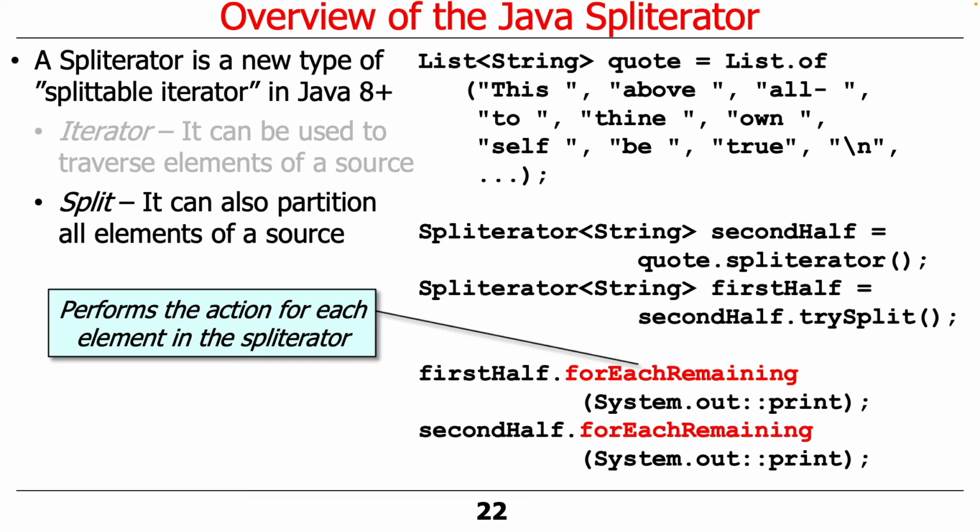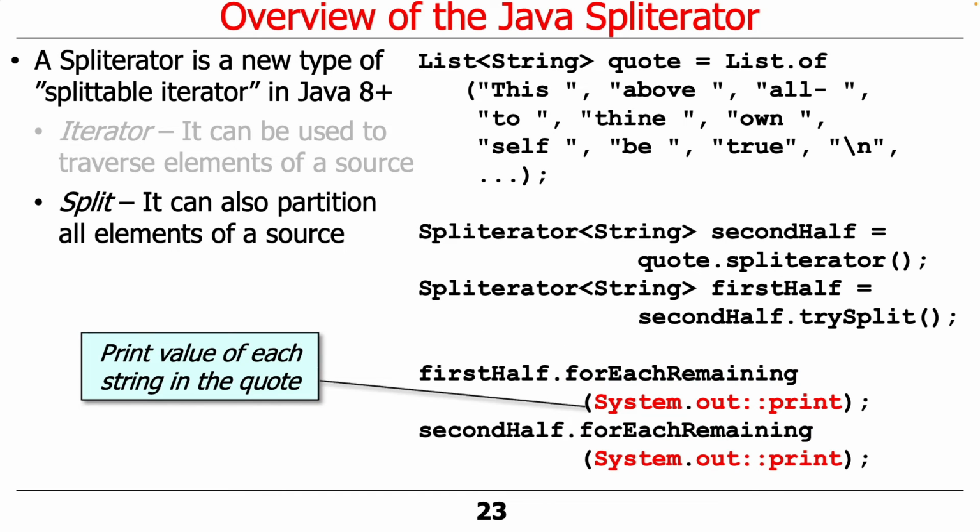So now that we've got the first half and the second half spliterator, we can then use one of the other methods defined in a spliterator, which is forEachRemaining. And forEachRemaining takes method references and does everything there on the half that that spliterator is working upon. So first half forEachRemaining will go ahead and print out this above all to thine, and then the second half will print out own self be true new line. So that's how the splitting part of a spliterator works.